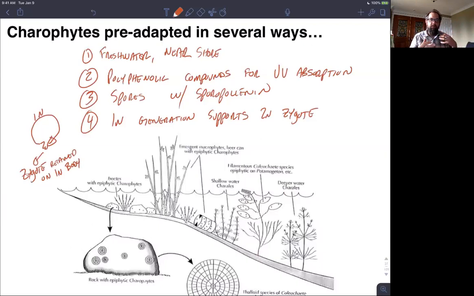We don't call these sporophytes and gametophytes in charophytes because they're haploid dominant and they don't really have an alternation between multicellular haploid and diploid. It's haploid dominant and just one diploid cell. It's not a multicellular organism, so it's not the same as an alternation of generations. So this haploid generation supporting the diploid zygote is another pre-adaptation, and actually these are sometimes called pre-embryophytes for that reason. All right, cool.